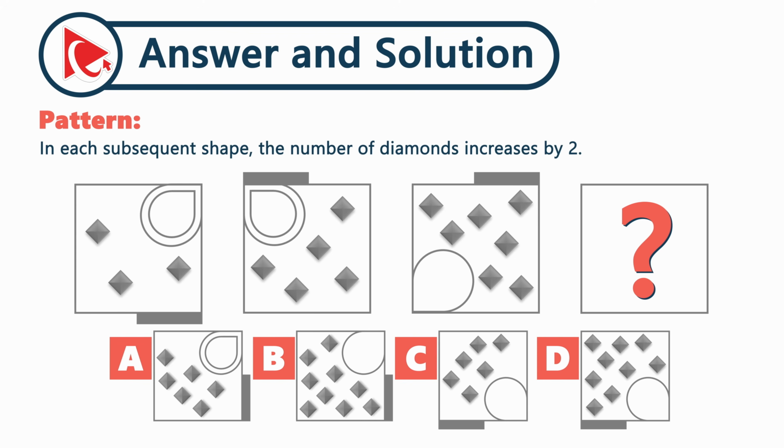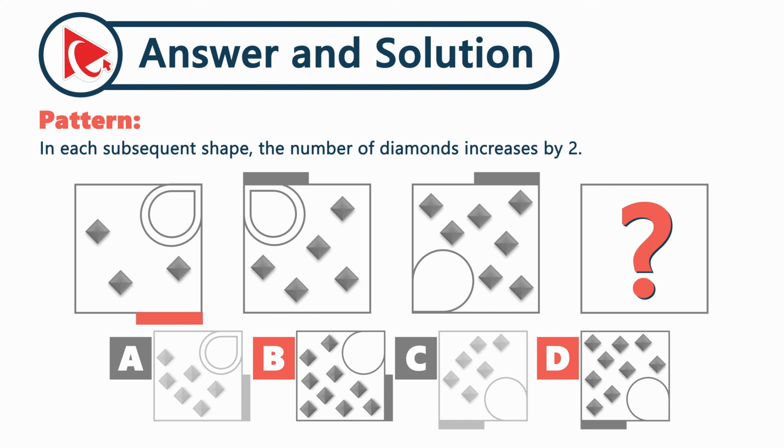Let's look at the example. The first shape has 3 diamonds, the second shape has 5 diamonds, and then the third shape has 7 diamonds, which means that the target shape will have 9 diamonds. Now let's look at the answer choices. This helps us eliminate choices A and C, but we still need to decide which choice is correct, B or D. Let's take a close look at the shaded rectangle, which is located at 5 o'clock in the first shape.